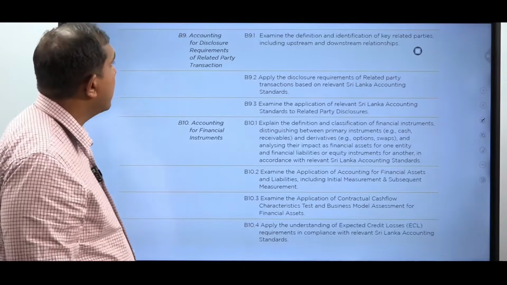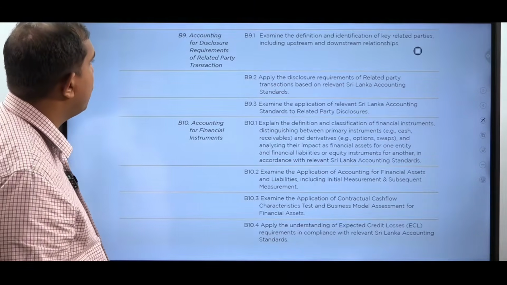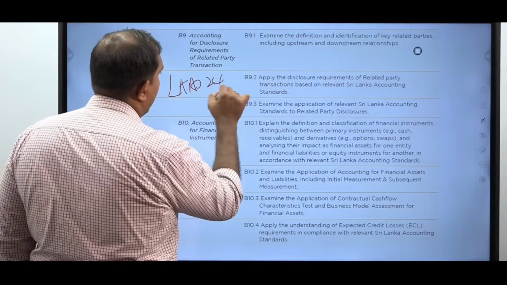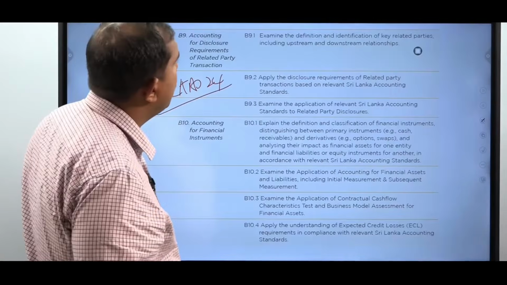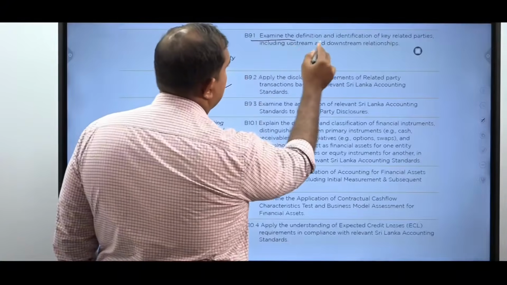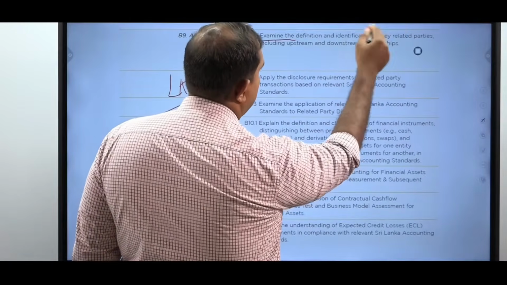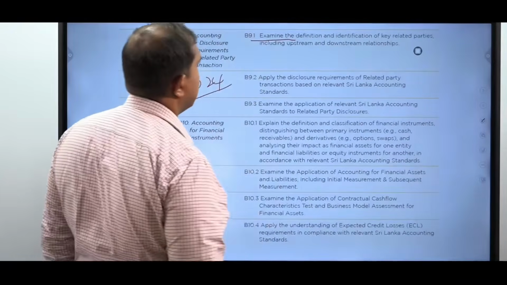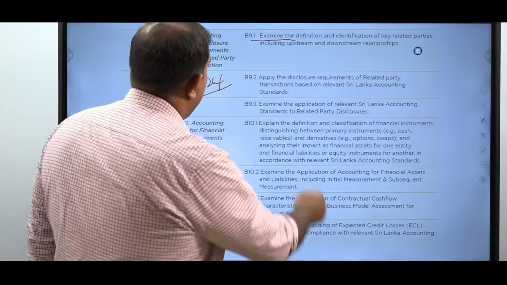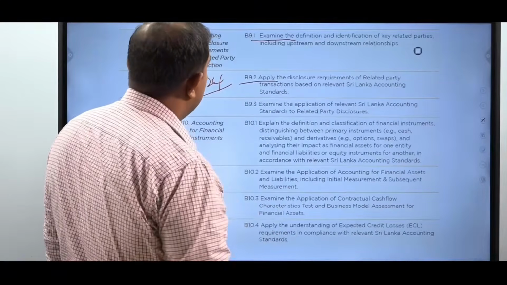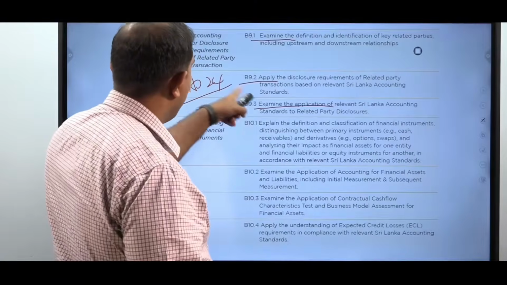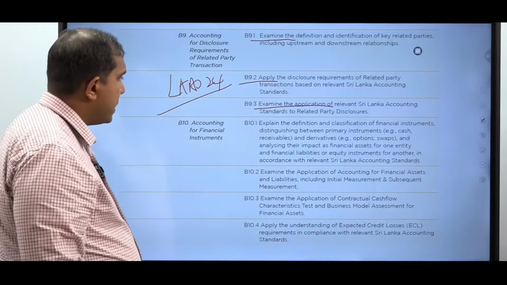Right. Then accounting for disclosure requirements of related party transactions, LKAS 24. Examine, that's the action verb here, definition and identification of key related parties, including upstream and downstream relationships, then apply the disclosures, then examine the application of the relevant accounting standard. So that's LKAS 24.